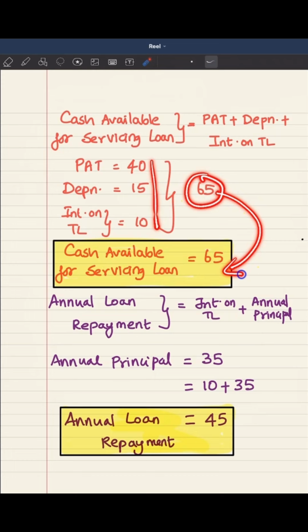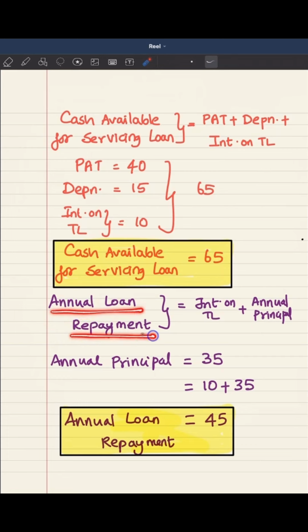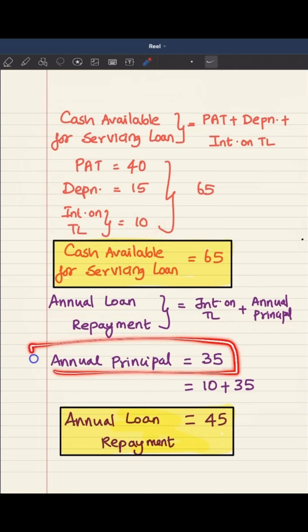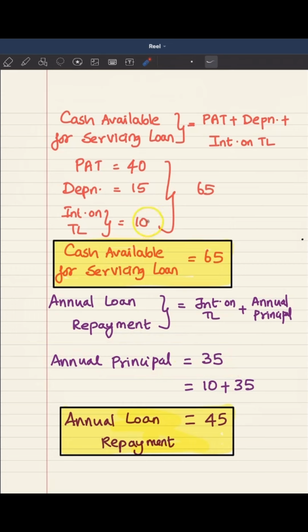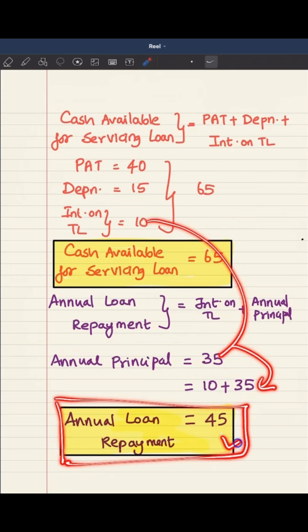And we will call it as cash available for servicing the loan. I am doing this for 1 year. Like this, it will be calculated for each and every year for the term loan period. Next, let us also calculate what is the annual loan repayment, which is basically sum of interest on term loan, that is both existing and proposed, plus annual principal repayment. Here already we know what is the interest on term loan, which is 10. Annual principal repayment, I am giving you the information 35. So 10 plus 35, you get annual loan repayment as 45.